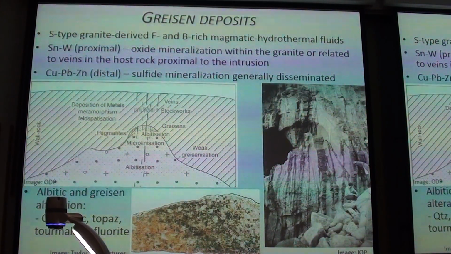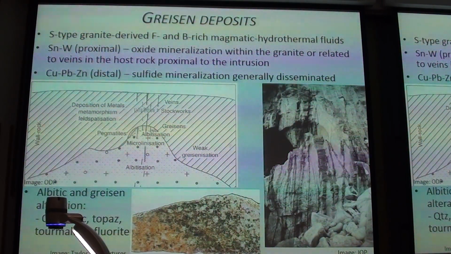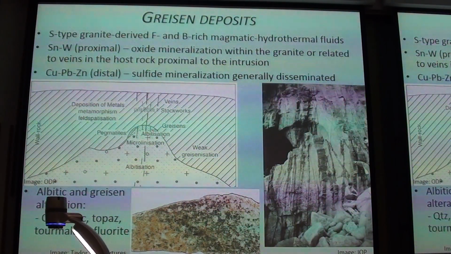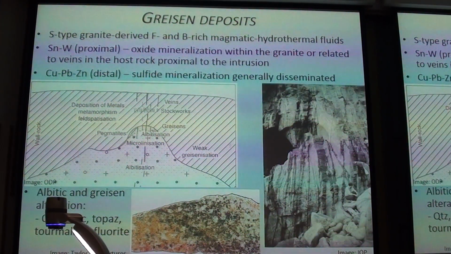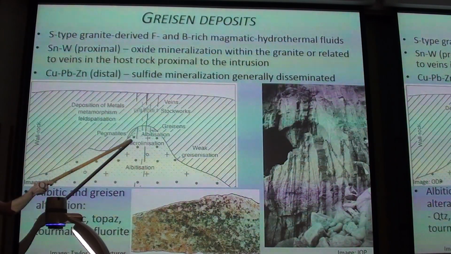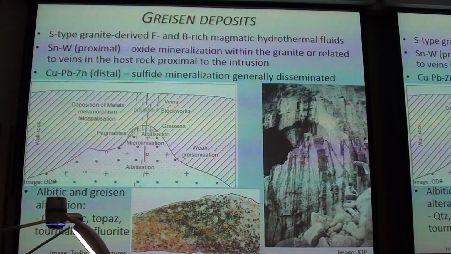And as we move further away, the chemistry of the fluid changes, and reactions with country rock cause the precipitation of copper, lead, and zinc sulfides. And these we will see tomorrow. And this GREISEN type of deposit has its own kind of alteration characteristics, especially close to or within the intrusion itself, with topaz and tourmaline and fluorite, which are characteristic of it.